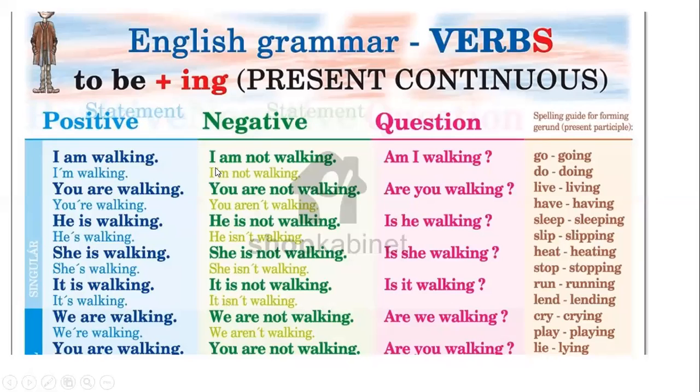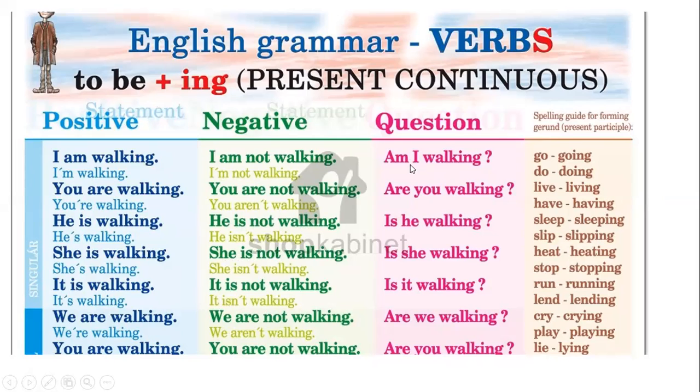And then you say, I am not walking, I'm not walking. You are not walking, you aren't walking. He is not walking, he isn't walking. She is not walking, she isn't walking. It is not walking, it isn't walking. We are not walking, we aren't walking. You are not walking, you aren't walking.